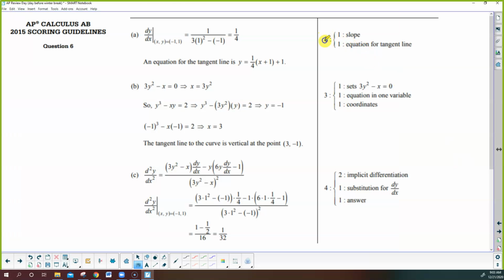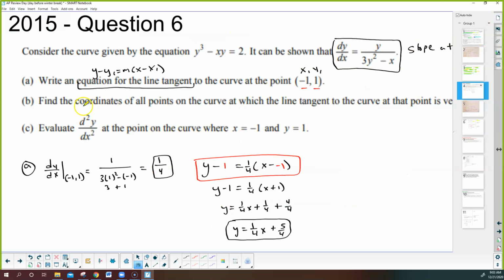That's worth 2 points. You got a point for the slope, and you got a point for writing the equation of the tangent line. And notice that's how they wrote their answer with the +1 over. So that's how you get the 2 points there. All right, let's go back to part B.